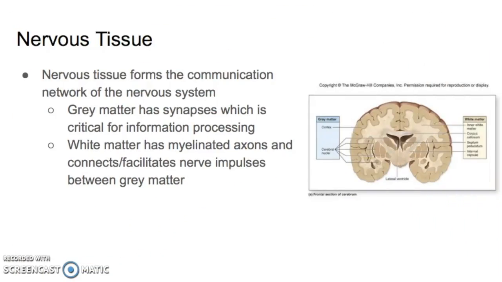Nervous tissue is a major part of the nervous system. It forms the body's main communication network by conducting electrical signals across tissue. There are two main types of nervous tissue. Gray matter uses synapses, which allow for neurons to pass chemical and electrical signals to each other. It is critical for information processing. White matter has myelinated axons, which allow for electrical currents containing messages to move through the brain.